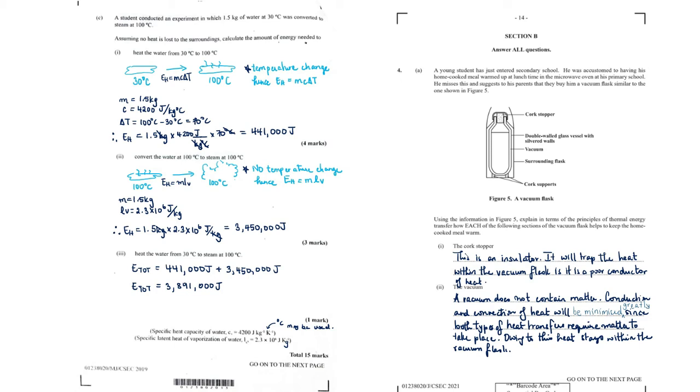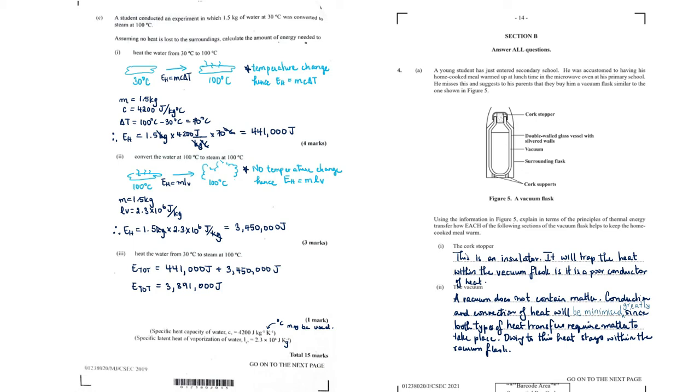So we know that there are three ways that heat can be transferred. We know it's conduction, convection, and radiation. Of the three, only two require matter, and that's conduction and convection. Radiation can actually travel through a vacuum. So once you understand those three types of transfer, you could answer this question really well. So the cork stopper, we're going to note that the cork stopper is an insulator. Therefore, it will trap the heat within the vacuum flask because it is a poor conductor of heat.